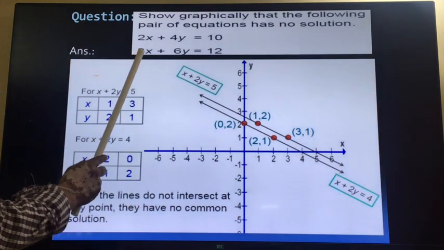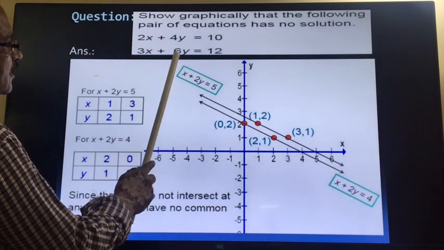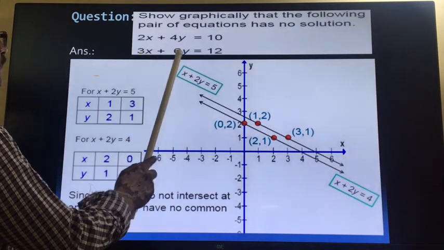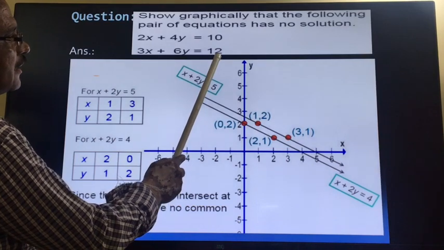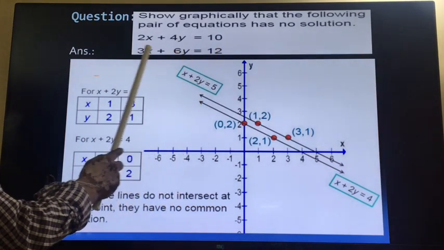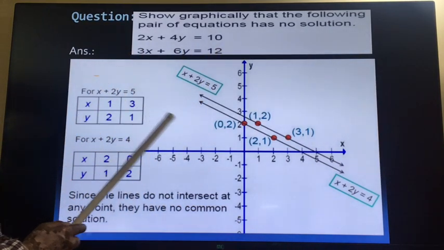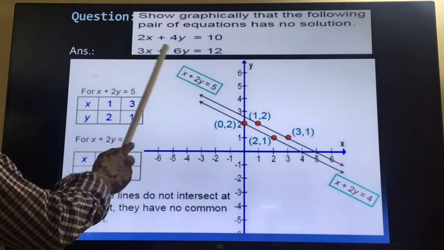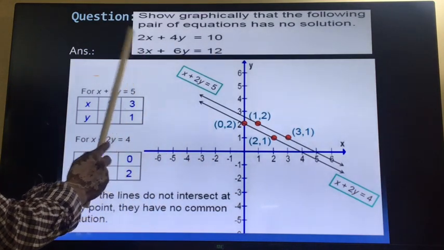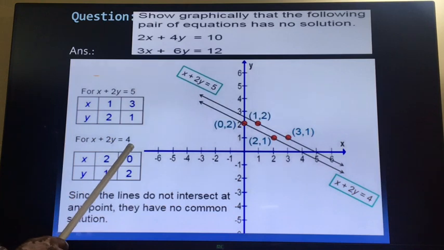Similarly, we will take the second equation. In this equation, we are observing the coefficient of x is 3, the coefficient of y is 6, and the number on the right side is 12. All the numbers and the coefficients are divisible by 3, so we are dividing each term by 3. So we will get x plus 2y is equal to 4. After this, we can put the value of x and we can get the value of y.